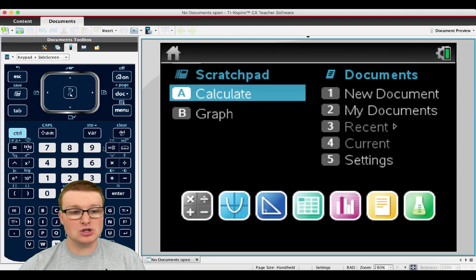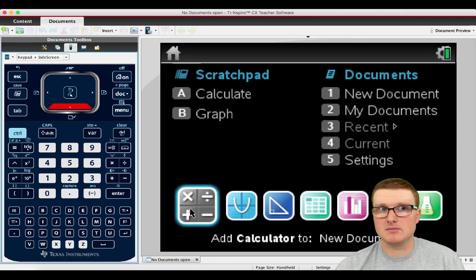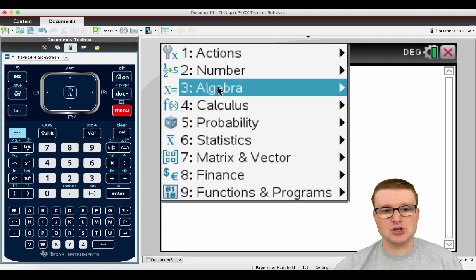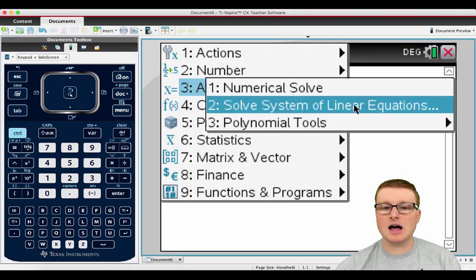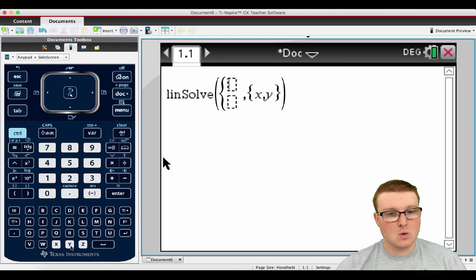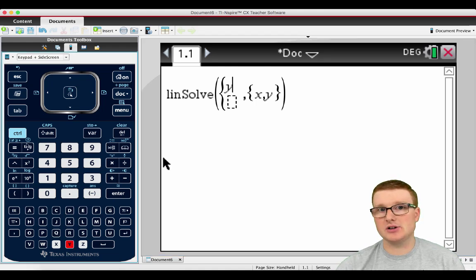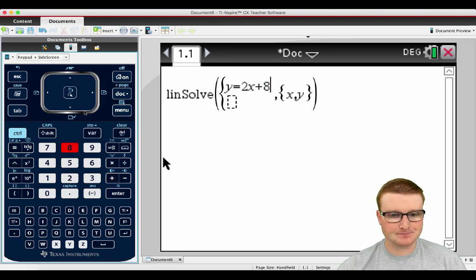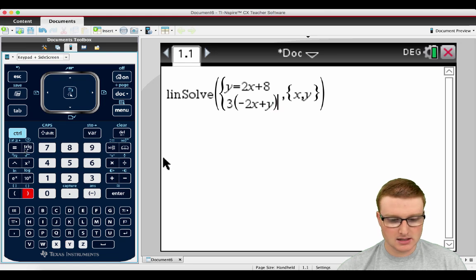All right, so if you go to the actual calculator application and you go to Menu, go down to Algebra, then click on Solve System of Linear Equations, okay? There's 2 equations, x's and y's, fine. Let's go ahead and do it. The equal sign is right underneath the control button. So I'm just typing in exactly what they give me on the exam. Y is equal to 2x plus 8, right? And then we got 3 times negative 2x plus y equals 12.